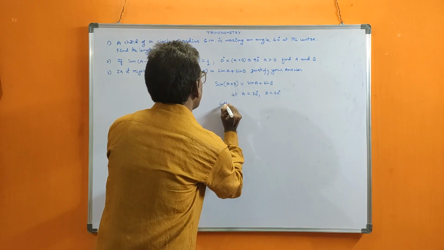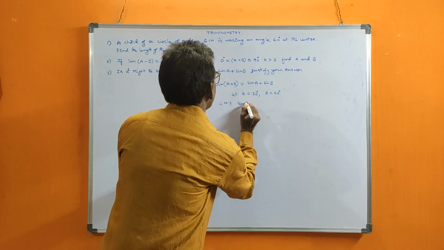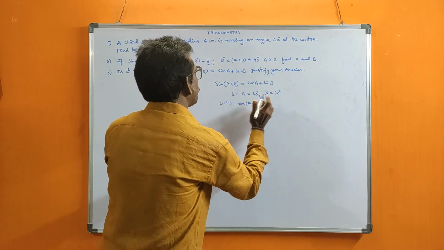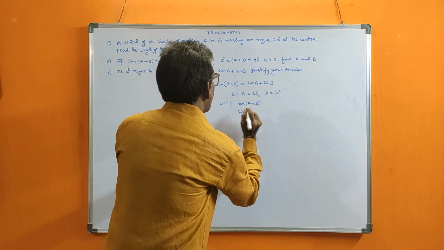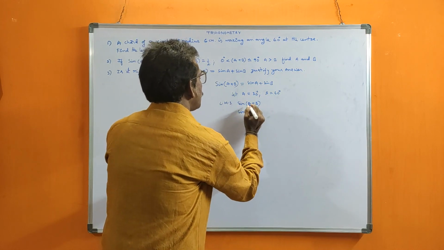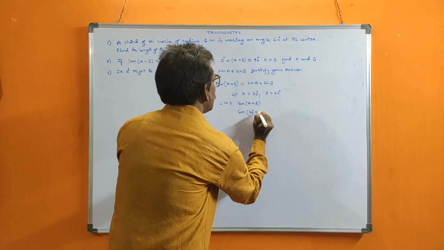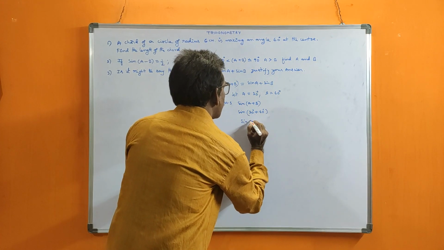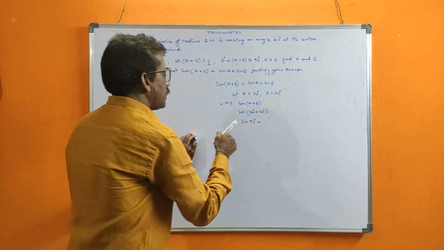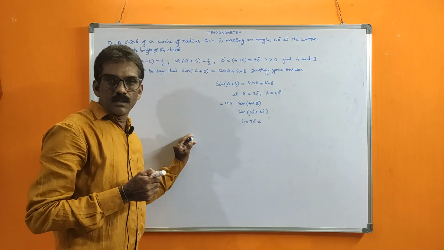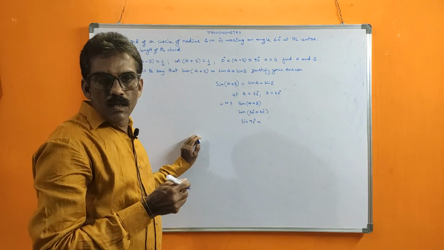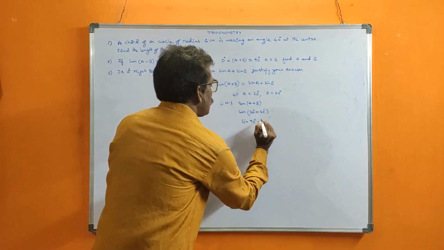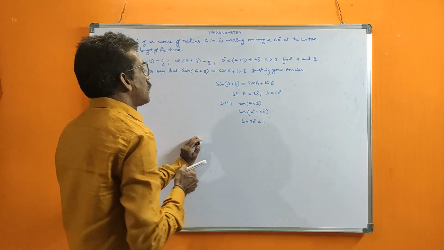First, taking the LHS. LHS is sin(A+B). In this LHS, you substitute the values of A and B. A is 30 degrees, B is 60 degrees, so that is sin of 30 plus 60, 90 degrees. Sin 90 value we know. Sin 0 is 0, sin 30 is 1/2, sin 45 is 1 by root 2, sin 60 is root 3 by 2, sin 90 is 1. So this value is 1.